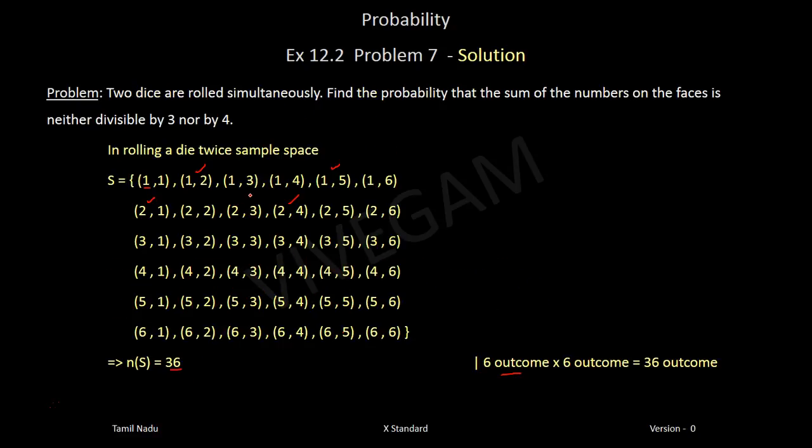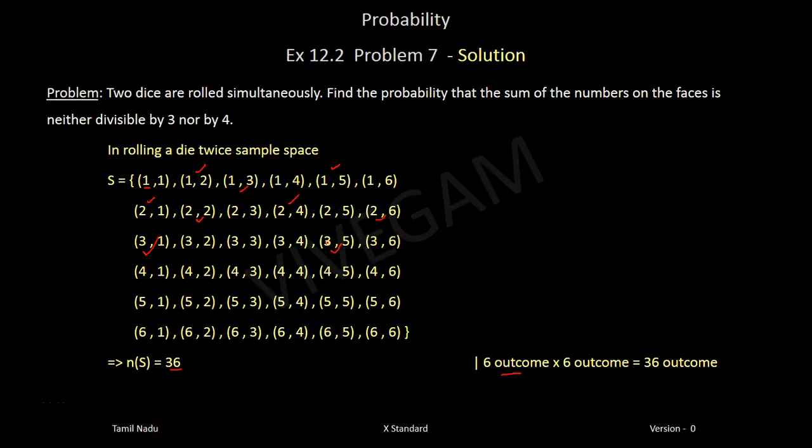Now let's go through. 1, 3, yes, this will get selected, right? Because this is divisible by 4. Then 2, 2, this is selected. Then 2, 6 will be selected. Okay. 3, 1 will get selected because 3 plus 1 is 4, divisible by 4. And then 3, 5 will get selected, right? 5 plus 3 is 8, and that is divisible by 4.